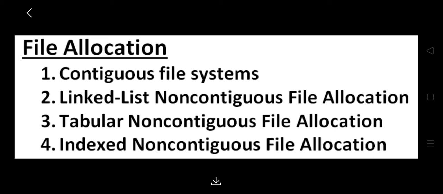Because files often grow or shrink over time, and since users rarely know in advance how large their files will be, contiguous storage allocation systems have generally been replaced by dynamic non-contiguous storage allocation systems. So we will be studying our first allocation technique, which talks about contiguous file systems.